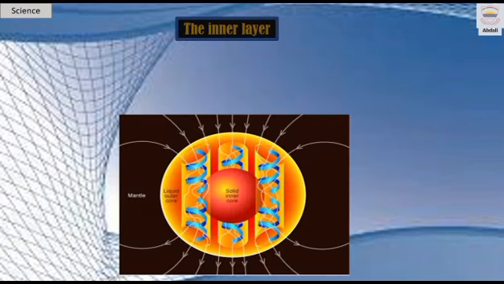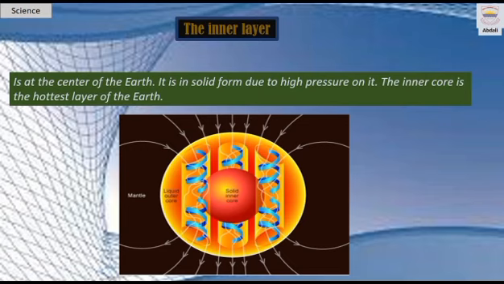The inner core is at the center of the Earth. It is in solid form due to high pressure on it. The inner core is the hottest layer of the Earth.